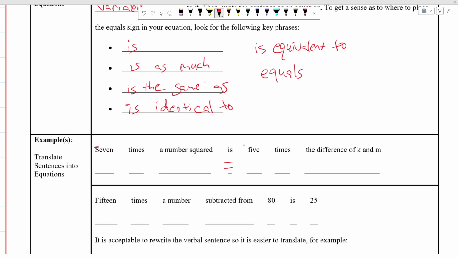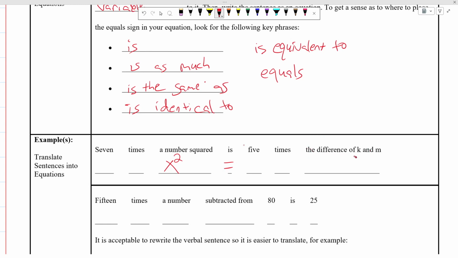If I look over here, I see 7 times a number squared. A number. It's not clear what the number is. In fact, it is intentionally stated that way as your clue that this is your variable. So I'm going to place x here to represent a number. In this case, it is a number squared, so I'll put that there for now. Let's see, and the rest of this here.